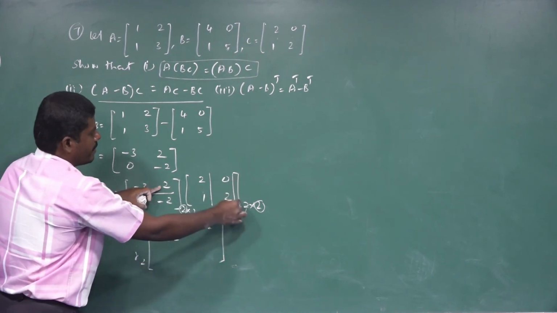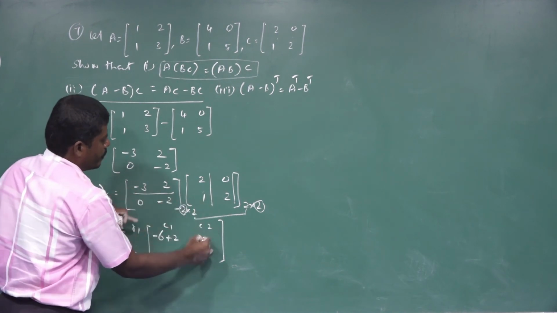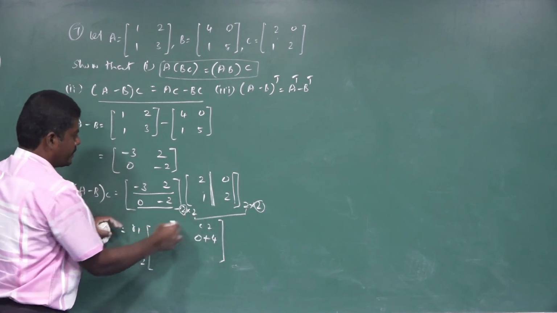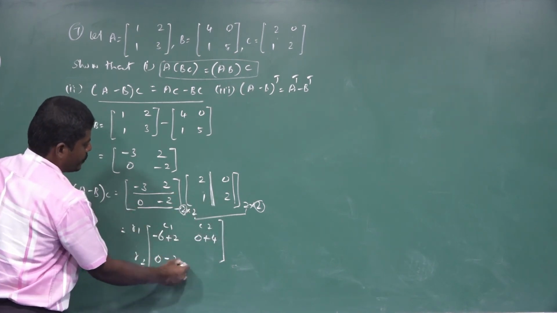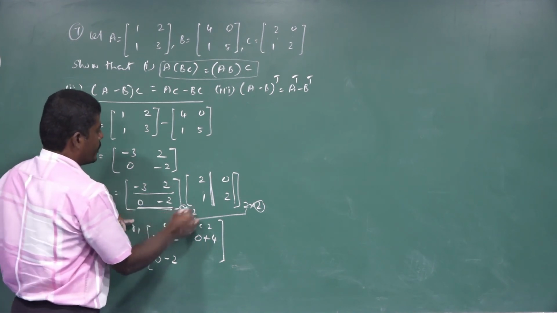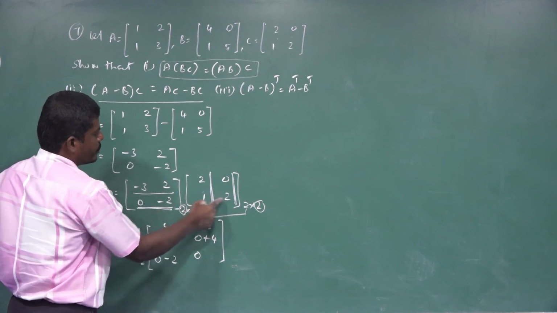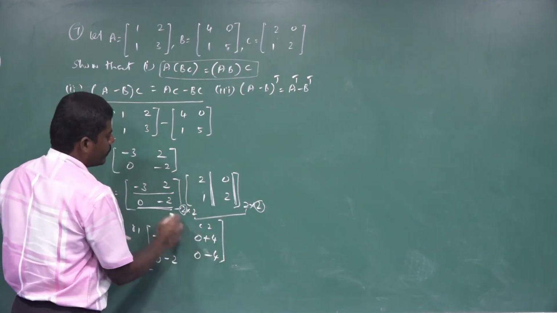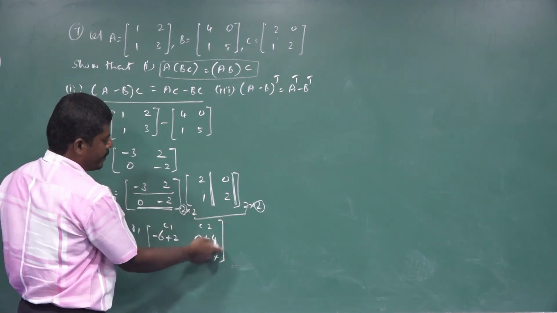Next you take the second column. Minus 3 multiplied by 0, 0. 2 multiplied by 2, plus 4. Next you take second row, first column. 0 multiplied by 2, 0. Minus 2 multiplied by 1, minus 2. Next second row, second column. 0 multiplied by 0, 0. Minus 2 multiplied by 2, sorry, minus 4. 2 2s are 4, and one value has a minus sign, so minus 4.